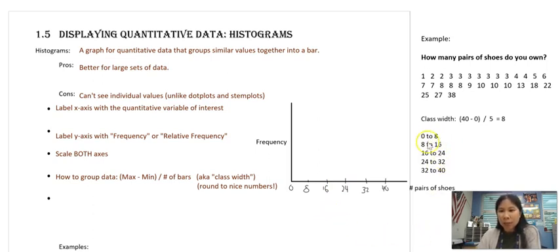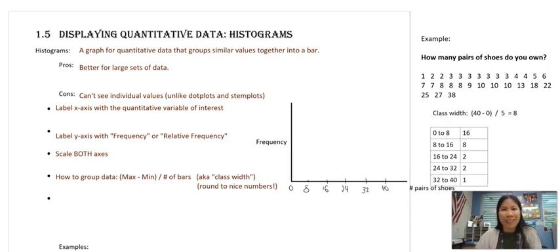I'm just going to do a quick table here to count up all the numbers that I have between 0 to 8, 8 to 16, 16 to 24, and so on. So from 0 to 8, all the numbers in my data set, but really it's up to 7 only because we're not including the 8, there were 16 of them. If you count all these numbers here, there's 16 of them. Hopefully I counted correctly.